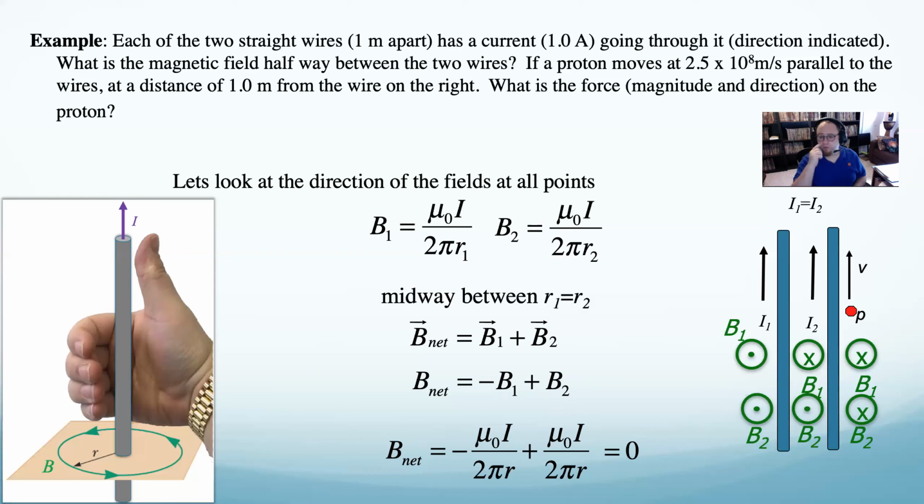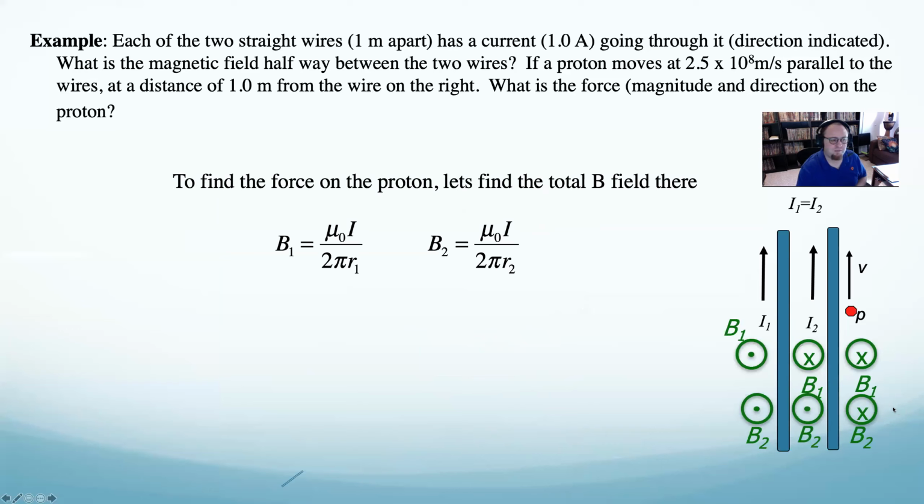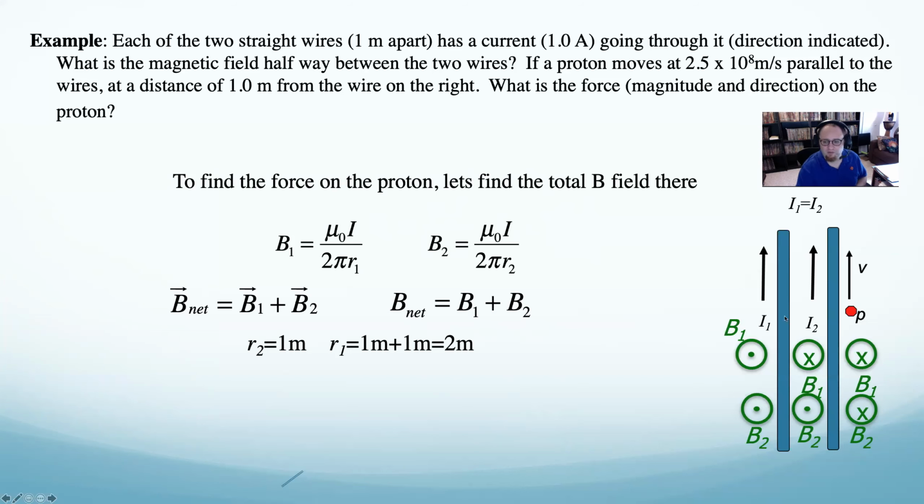Now, part B was: what's the force on that proton? If I want to find the force on the proton, I need the magnetic field out there. And the magnetic field would just be the net magnetic field. But both of them are pointing in the same direction, so I'm just going to add them up. Now I have to notice they aren't the same distance. I say this is 1 meter to the right of wire 2. So R2 for I2 will only be 1 meter. But the first one, R1, is going to be 2 meters because it's a meter to the first wire and then a meter after that.